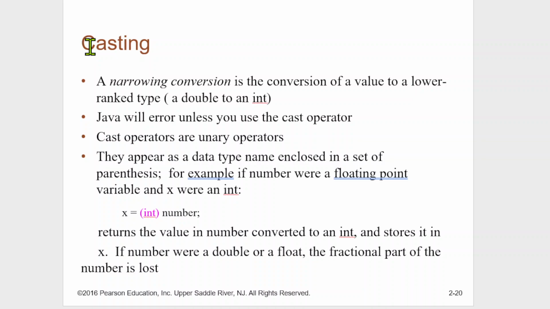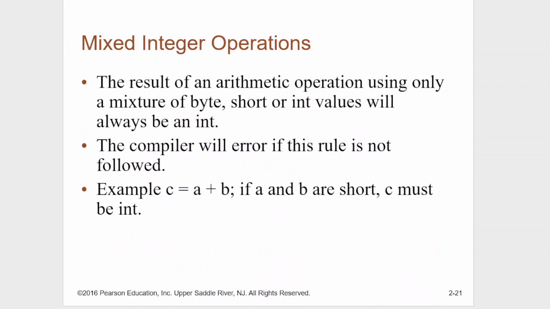Cast operators are unary operators. They appear as a data type name enclosed in a set of parentheses. For example, if number were a floating point variable and x were an int, you would put the int in front of there. That tells it to cast. It returns the value of number converted to an int and stores it in x. If the number were a double or a float, the fractional part of the number is lost.